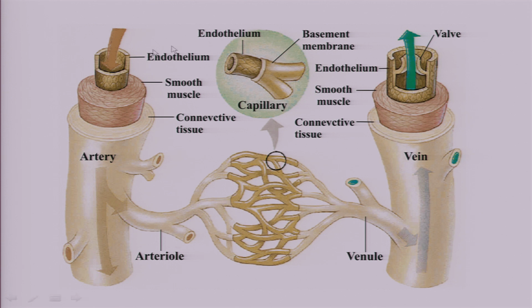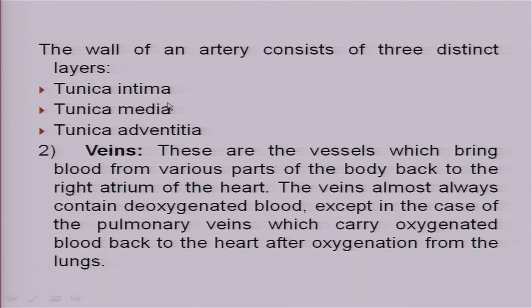In this diagram, you can see the cross section of the artery and the vein. The only difference is that arteries have slightly thicker walls and the veins have thinner walls. And now you know that arteries have oxygenated blood and veins have deoxygenated blood. Now, the wall of any artery consists of three layers: tunica intima, media, and tunica adventitia. And veins also have these layers, but they are thinner in nature.